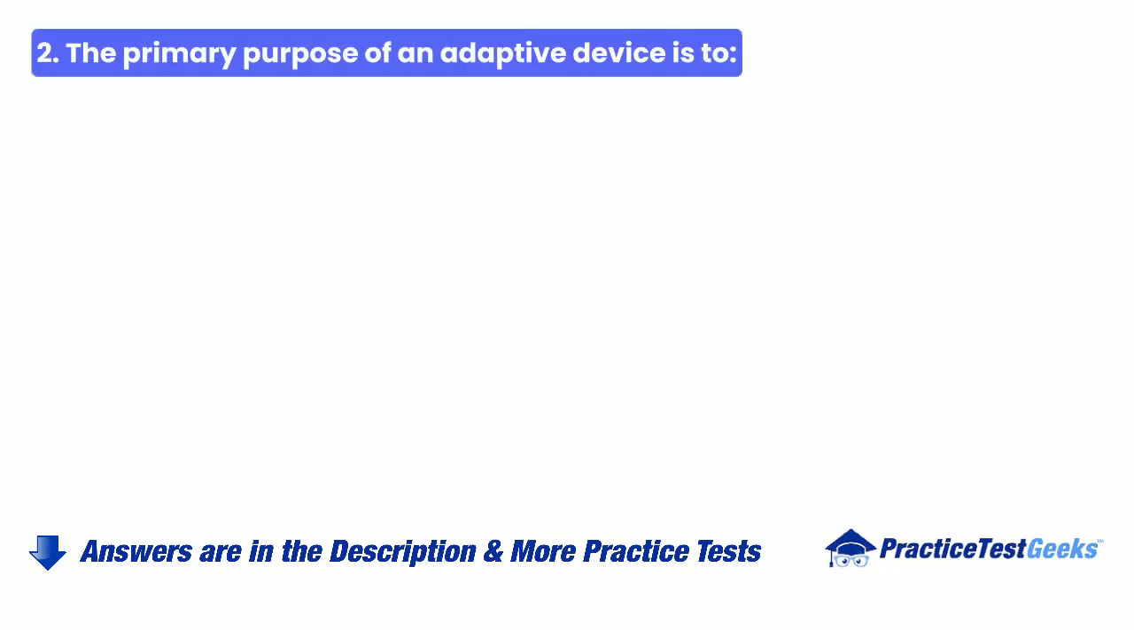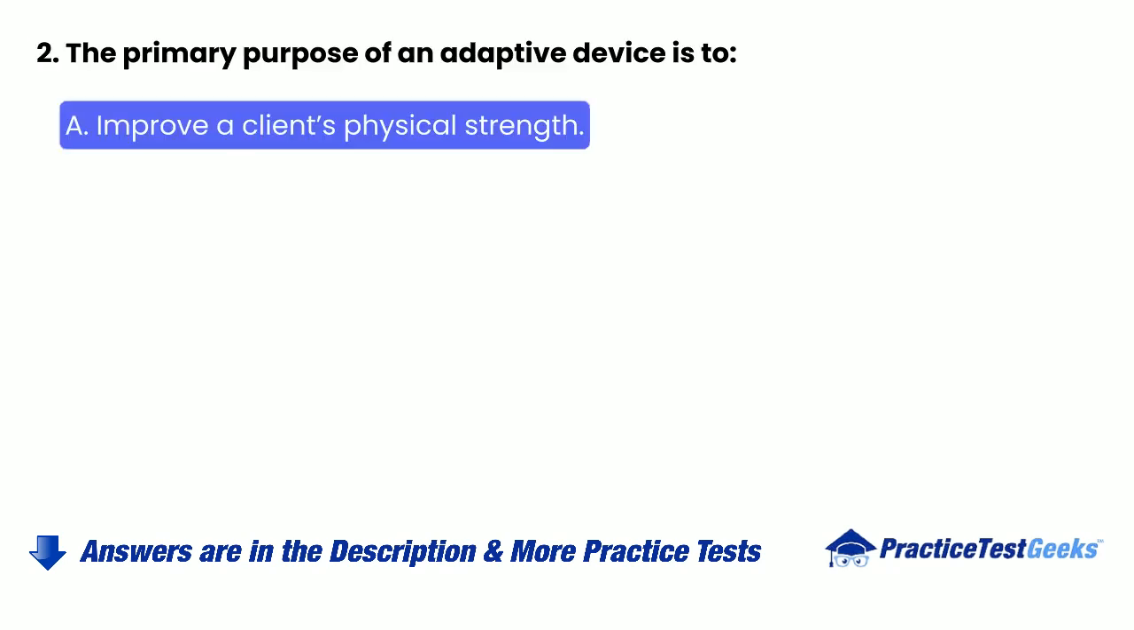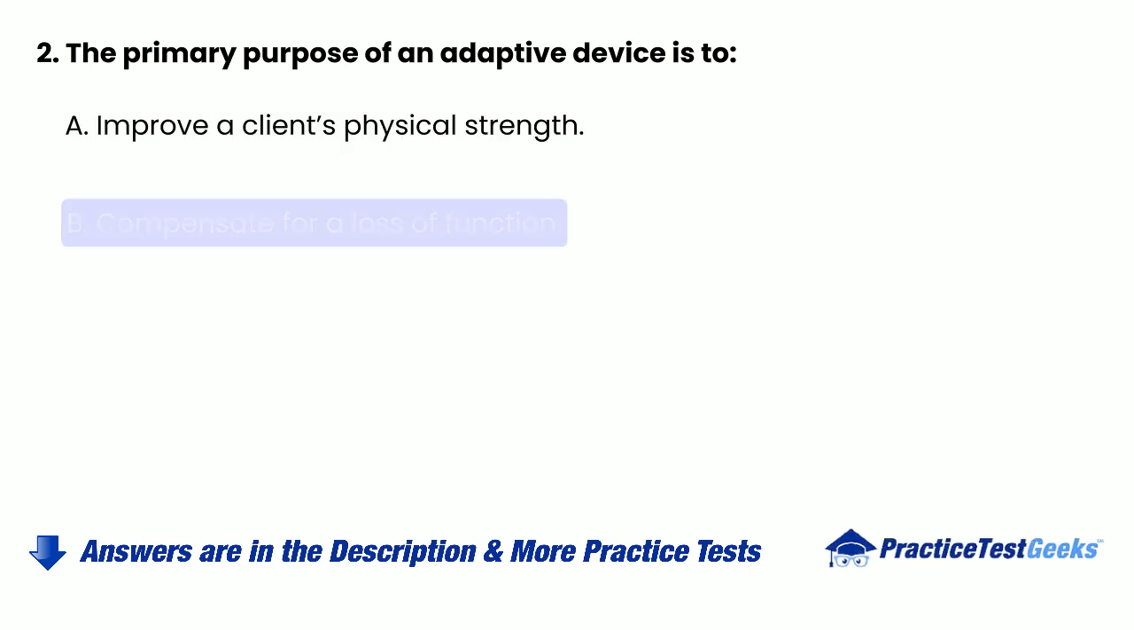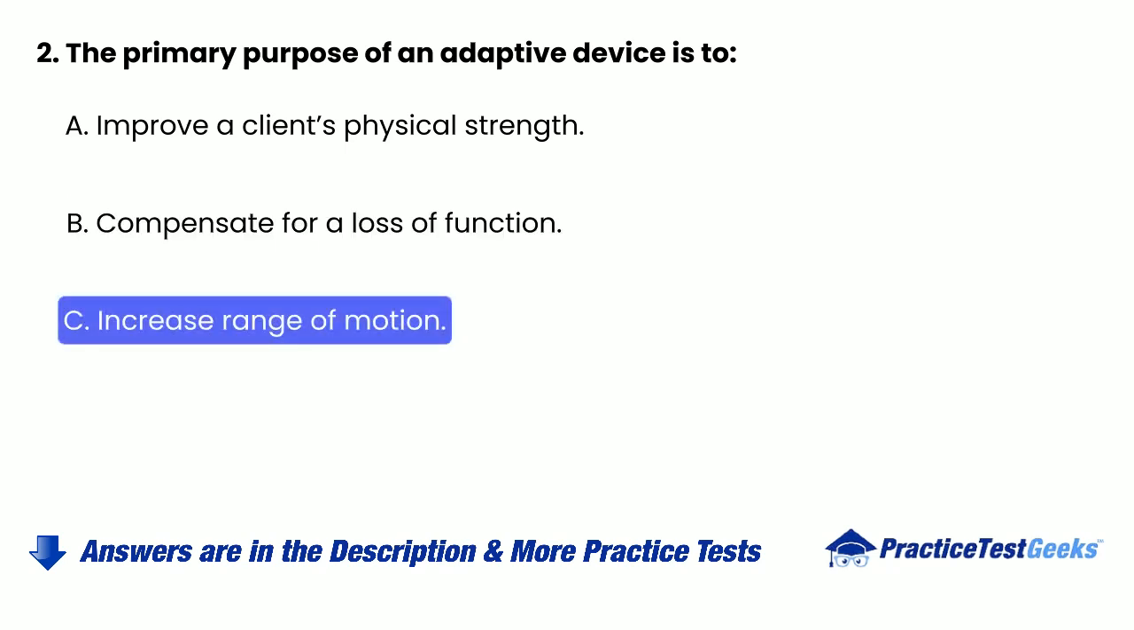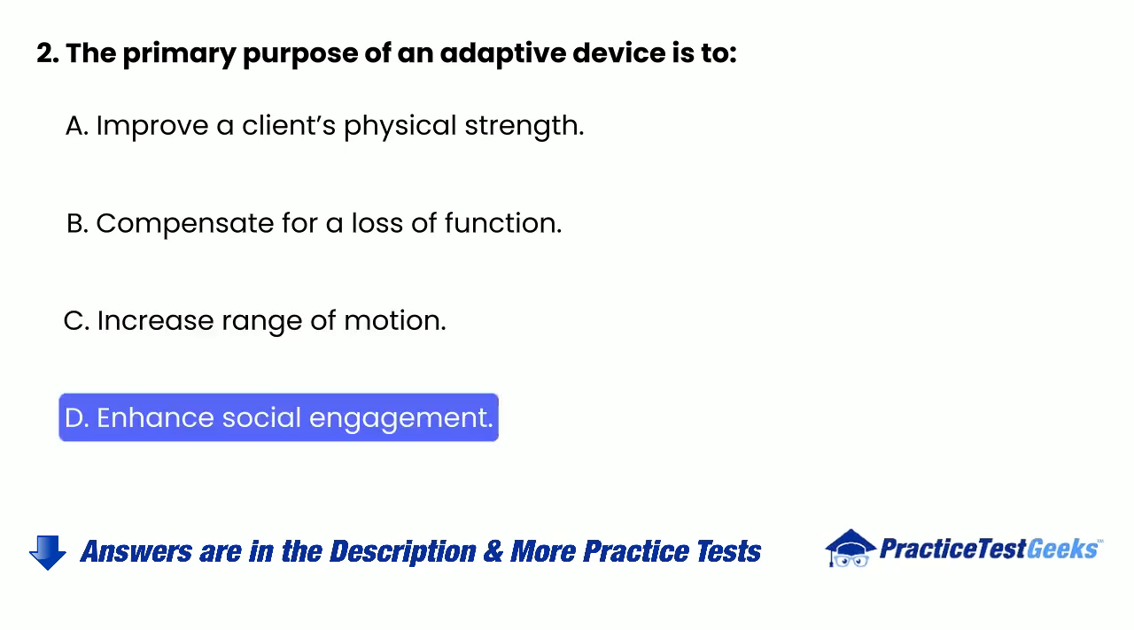2. The primary purpose of an adaptive device is to A. Improve a client's physical strength. B. Compensate for a loss of function. C. Increase range of motion. D. Enhance social engagement.